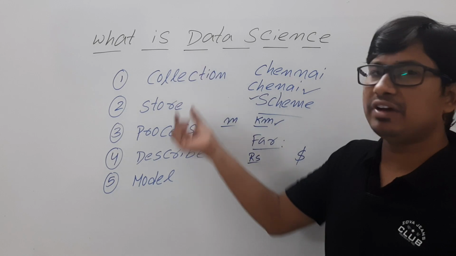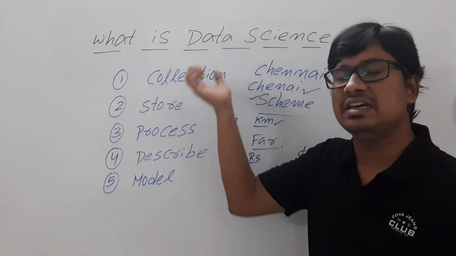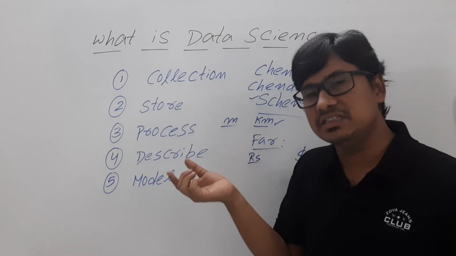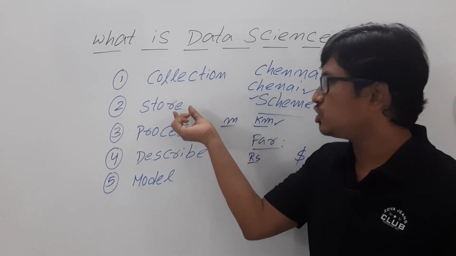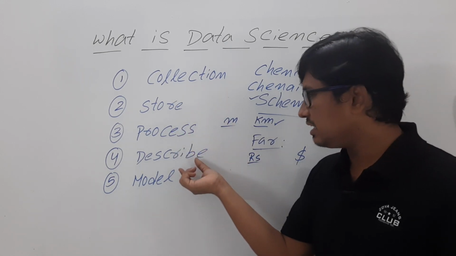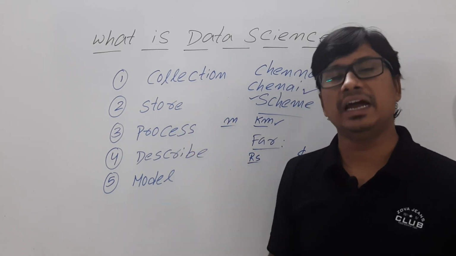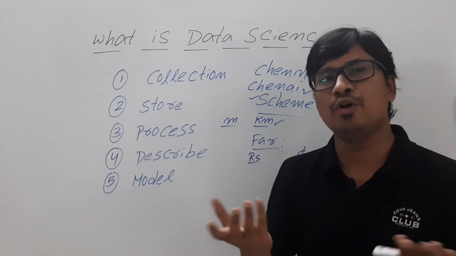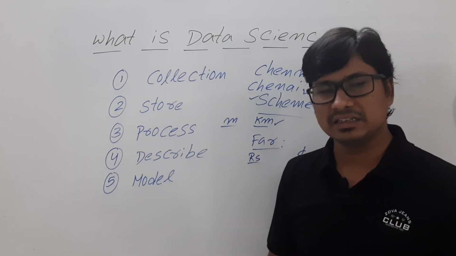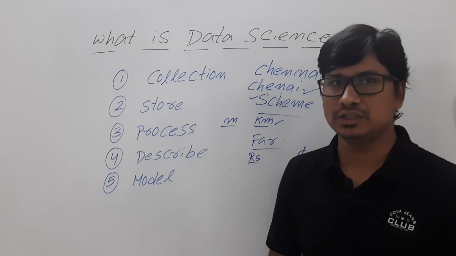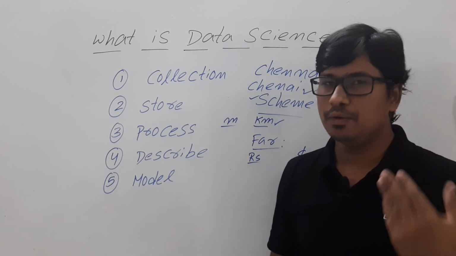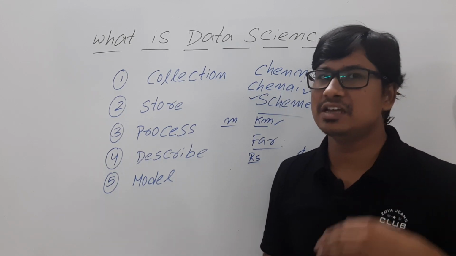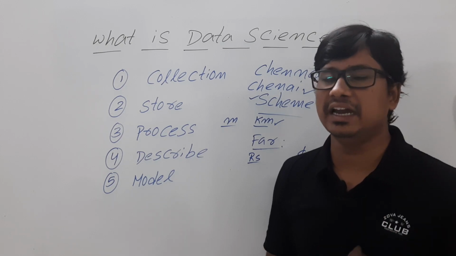Now let me define what data science is. Data science is a science of collecting, storing, processing, describing and modeling the data. So this is the proper definition for data science. I hope you have understood what data science is, what the tasks involved in data science are, and when you can call yourself a data scientist.